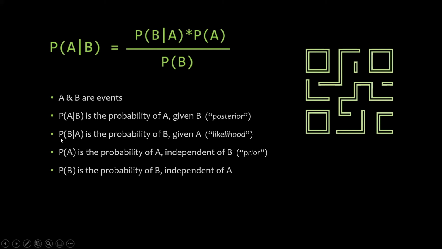Then going down, this would be the probability of B given A, and then this is the probability of A in isolation of B, or independent of B, and then this is the probability of B independent of A. So that's kind of a lot, and if you're unfamiliar with this, it's probably a bit confusing, but hopefully it'll make more sense when we go through the example together.